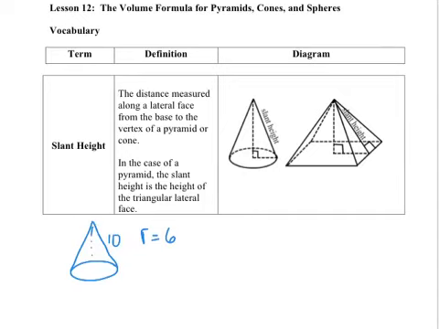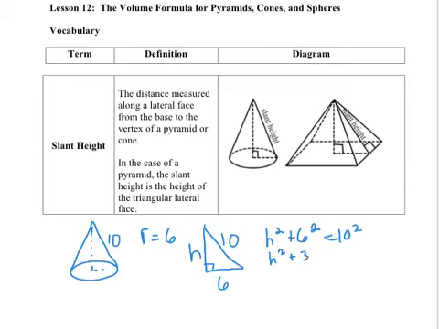Well, you can create a right triangle with the slant height, the radius, and the height of the cone. So the radius is 6. Here's the slant height. That's 10. If you want to find the height of the cone, you're going to have to use the Pythagorean theorem. H squared plus 6 squared is 10 squared. This happens to be a Pythagorean triple, so you're going to get a whole number answer. H squared is 64, and in this case the height ends up being 8. You have to use this height to calculate the volume of a cone.